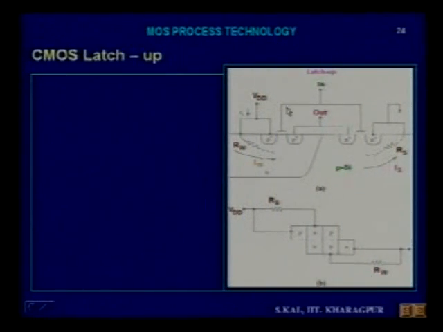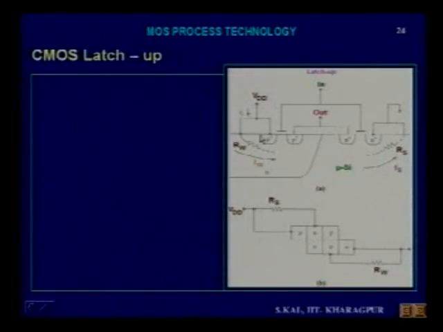Here is the CMOS structure. In CMOS, this is the P plus source and drain. That means this is a PMOS, and here it will be NMOS. This is the N plus source and drain. This is the gate, and these two gates are connected, so this is the input. Here is the output. This is VDD, and this is grounded.